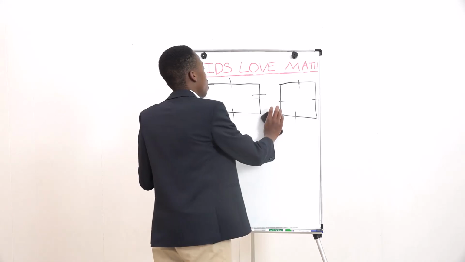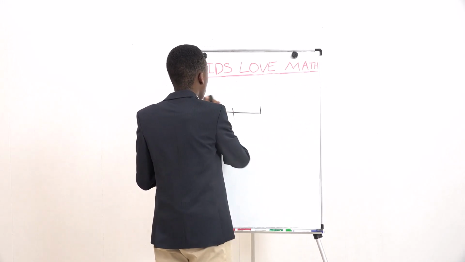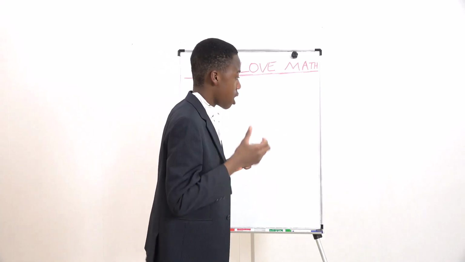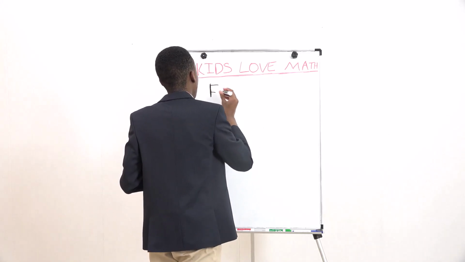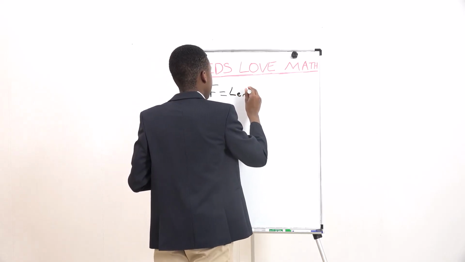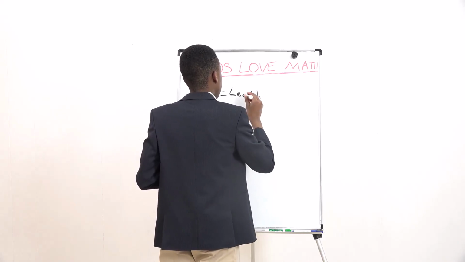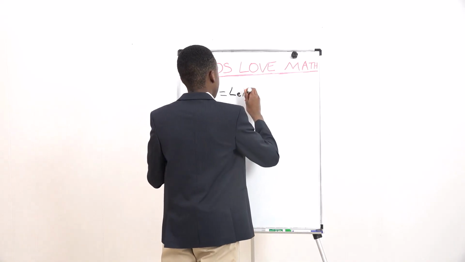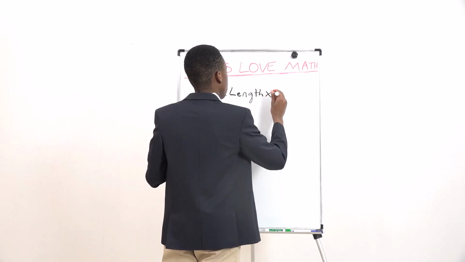So our formula for a rectangle is way different from a square. The formula for our rectangle is length times width.